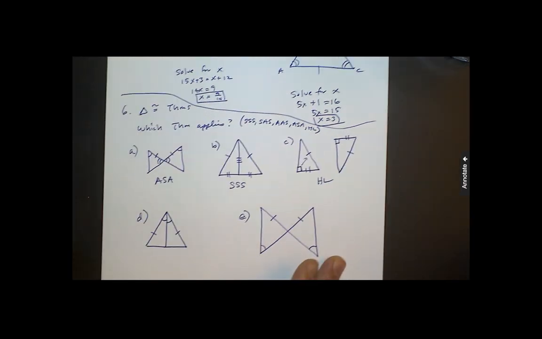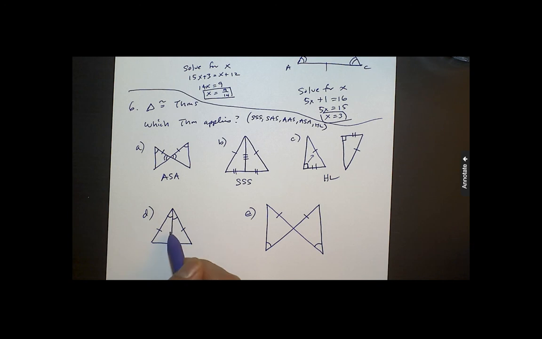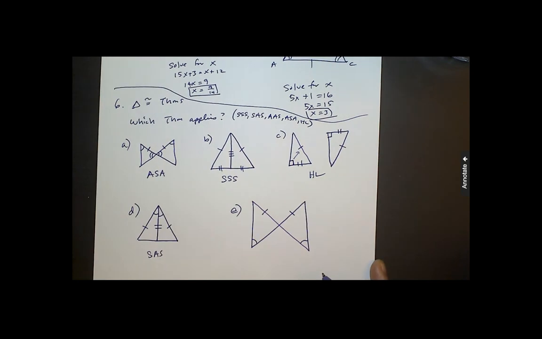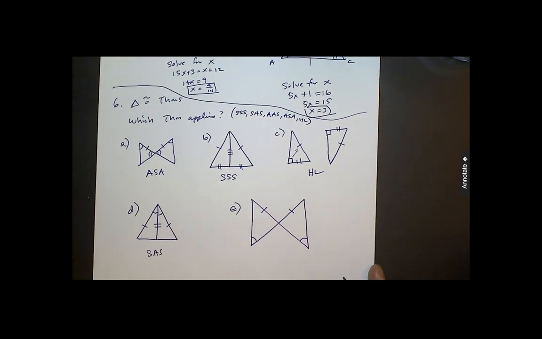How about part D? We only have 2 things. Do we have a shared or common side? We do, right there. So what do we have? A side, then an angle, then a side. And then finally part E. Any shared or common sides? Nope. Any parallel lines? Nope. Any vertical angles? Yep. So what is this? AAS.